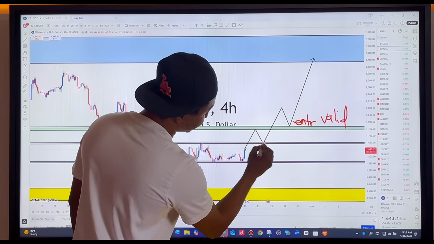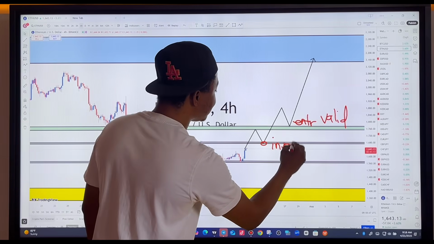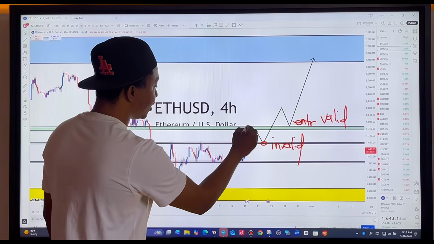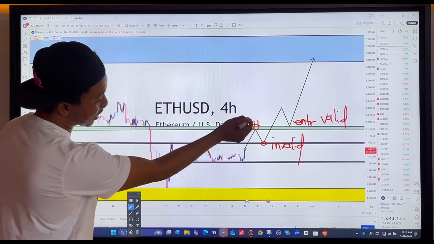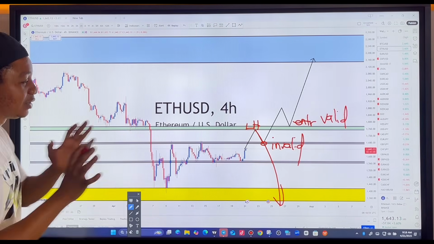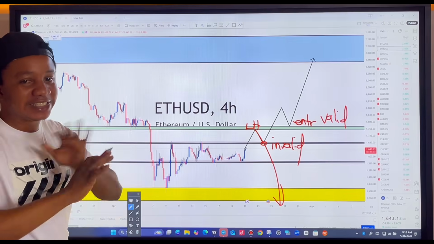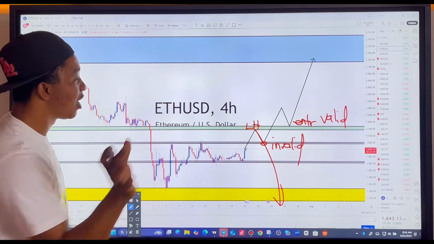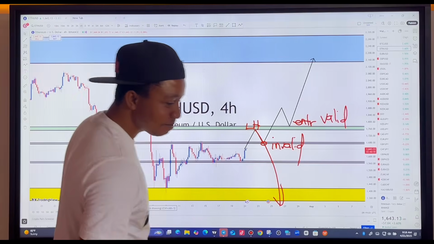But if you decide to pick your entry here, it is what? It is invalid. Why? Because this is what? Daily lower high, and price can see sell pressure to drop all the way to the downside. So Ethereum, this is also our full and complete technical analysis. All right, let's take it to the next point on the list.